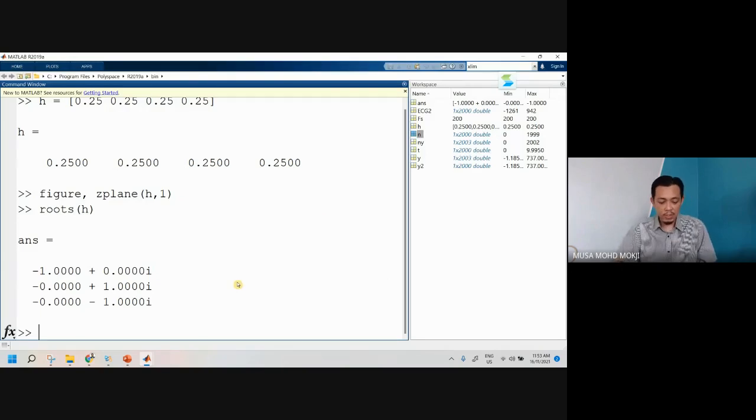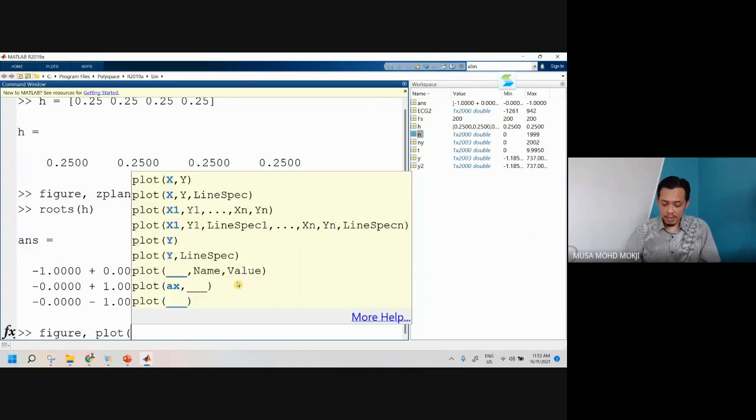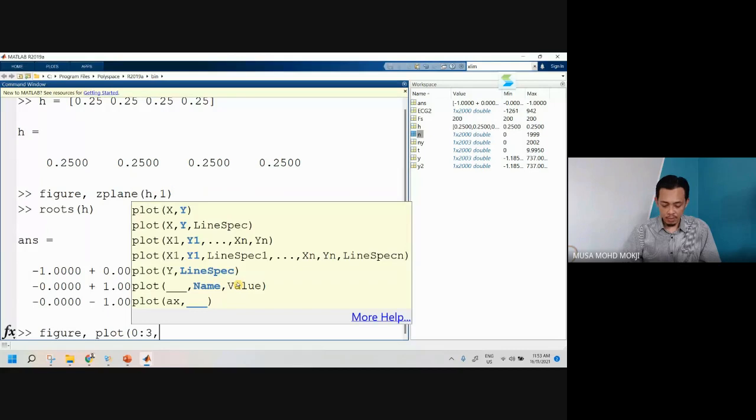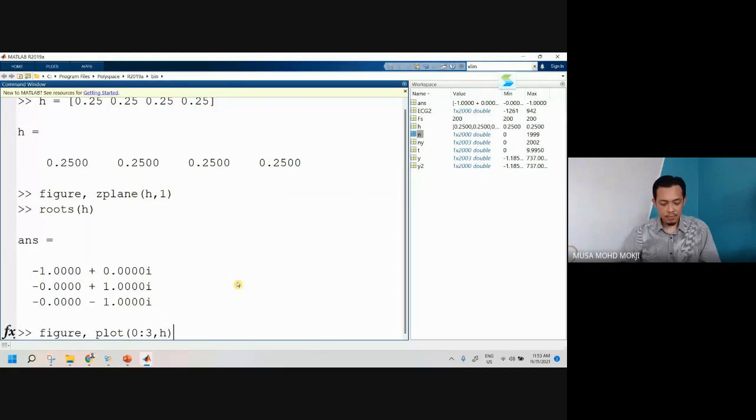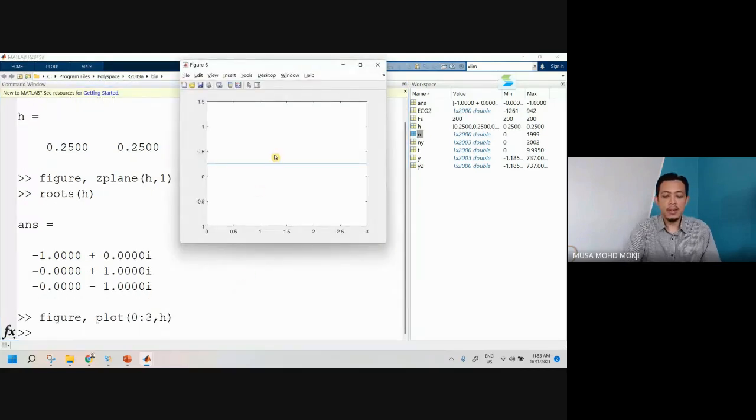So how do we plot our h[n] in the time domain? That one will be easy. You can do this plot. How many samples do we have? We have 4 samples, so it's supposed to be up to 3: 0, 1, 2, 3. And this is what you get. Actually, this is not good because we have only 4 samples.